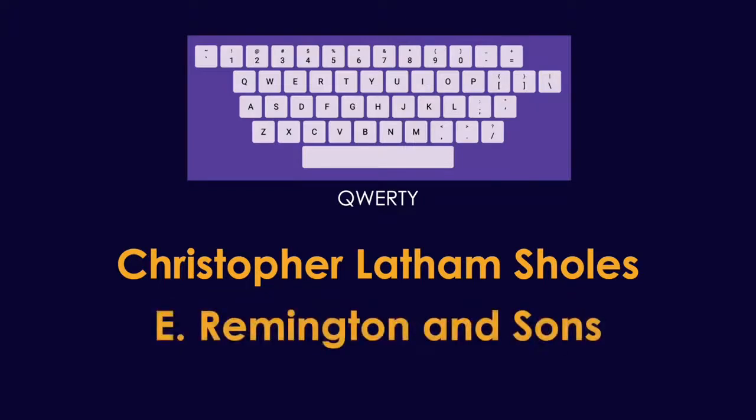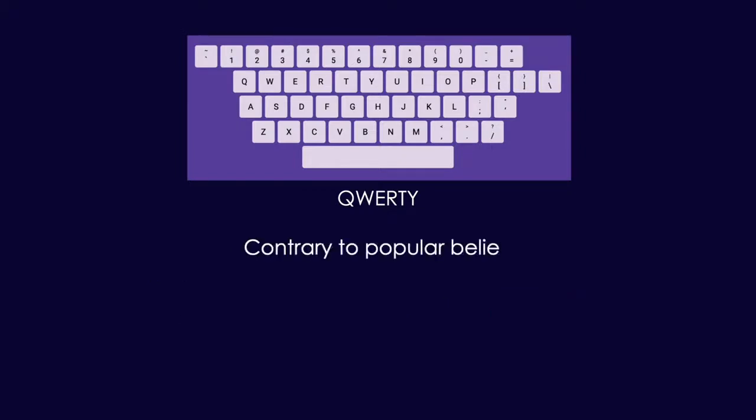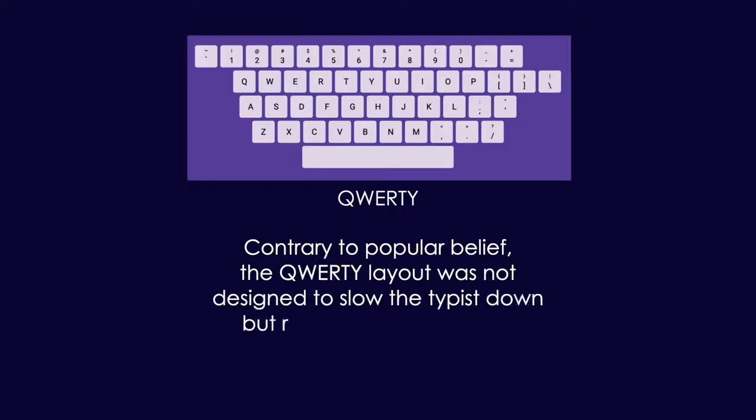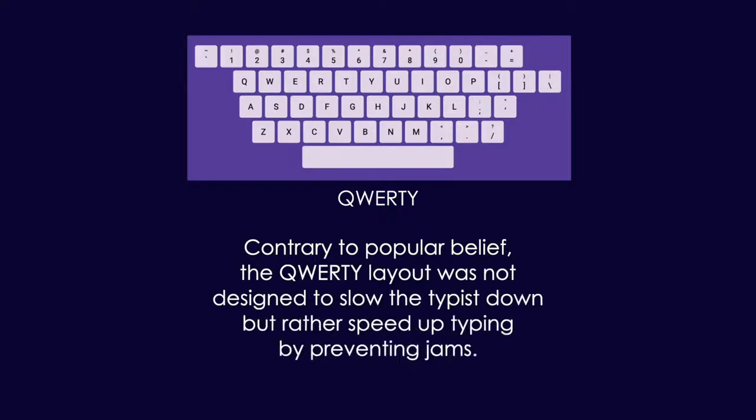spots. When E. Remington and Sons bought the manufacturing rights in 1873, they made some adjustments and created the modern QWERTY keyboard's basic layout. Contrary to popular belief, the QWERTY layout was not designed to slow the typist down, but rather speed up typing by preventing jams. Indeed, there is evidence that aside from the issue of jamming, placing often or commonly used keys farther apart increases typing speed because it encourages alternation between the hands.